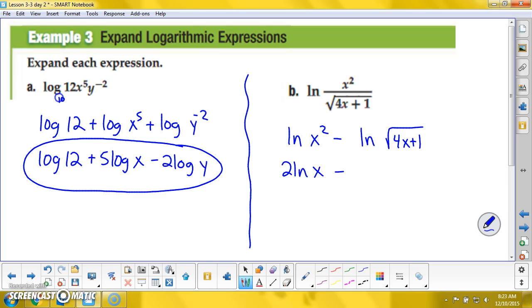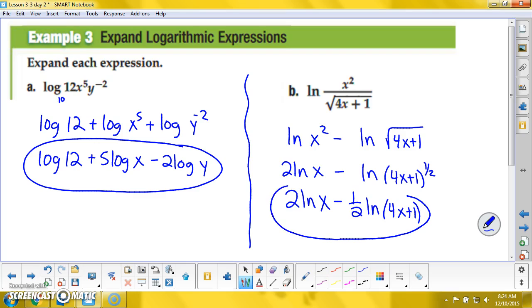The next thing I'm going to do is rewrite this expression as 4x plus 1 to the 1/2 power. Anything inside of a square root is the same thing as being raised to the 1/2 power. Now we can move that 1/2 out in front, so we get 2 natural log of x minus 1/2 natural log of 4x plus 1. And that is as expanded as possible.